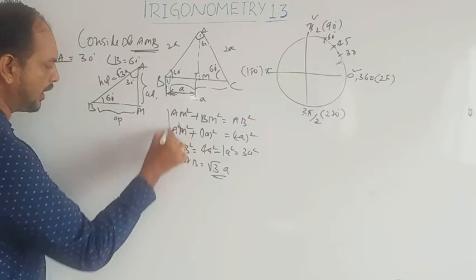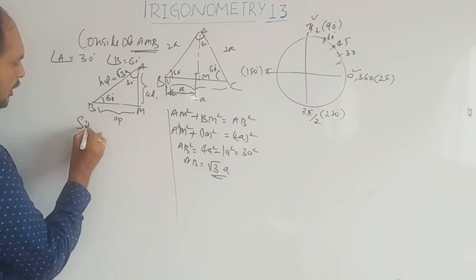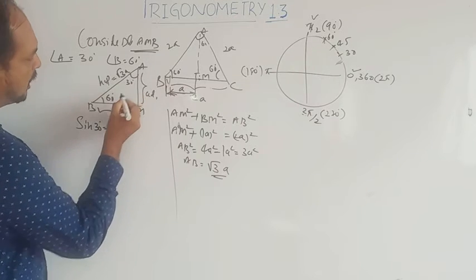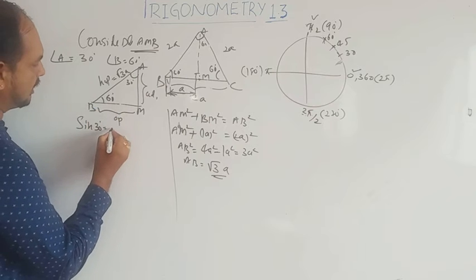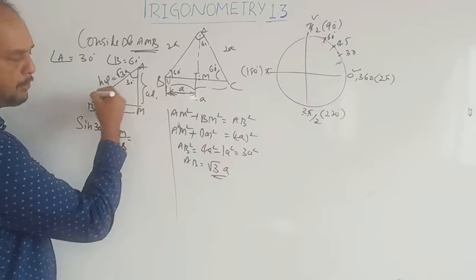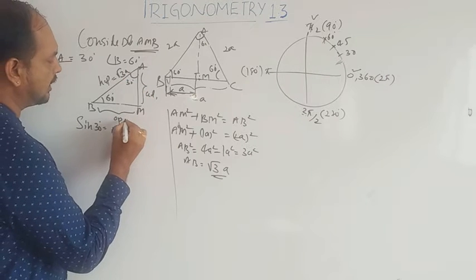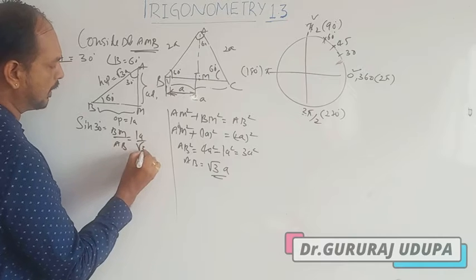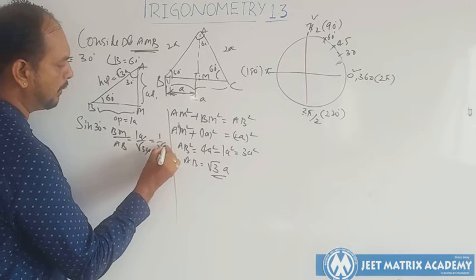So now you define 1 by 1, that is sin 30 equal to opposite to 30 degree, that is BM by AB, opposite side by hypotenuse. Opposite side is 1A, 1A divided by root 3A. A get cancelled, 1 by root 3.